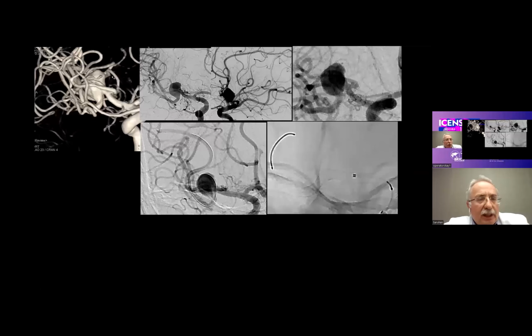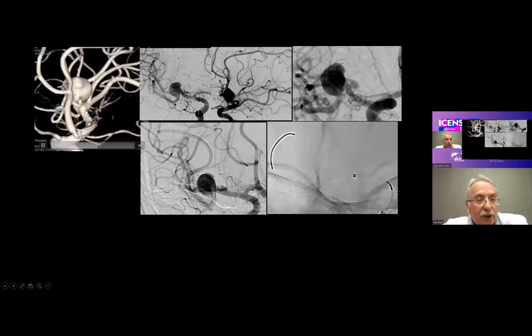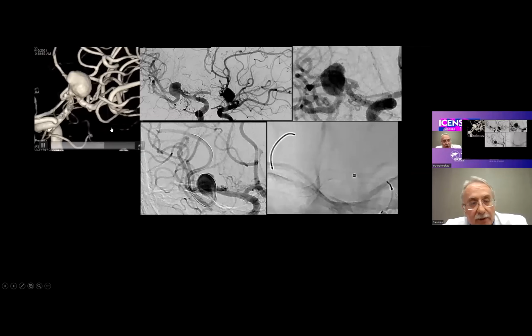And both trunks are hard. So using a loop technique, we're going to put a flow diverter in one of them because there's multi-segmental disease too.